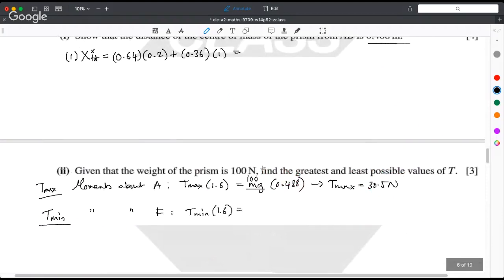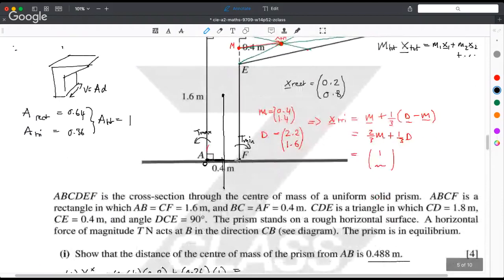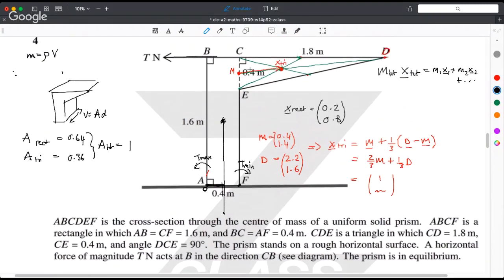But now the weight is at a different distance. So this distance is 0.4. So in fact, I completely drew this wrong. It should be over here. Oops.